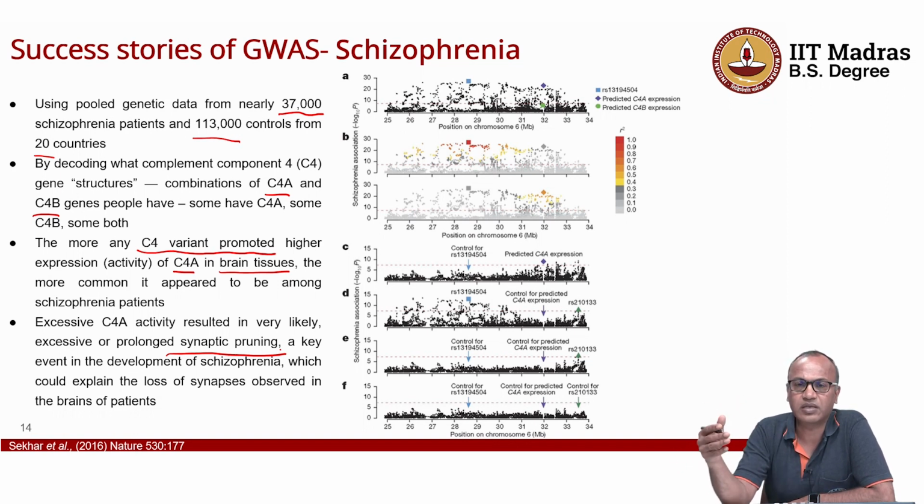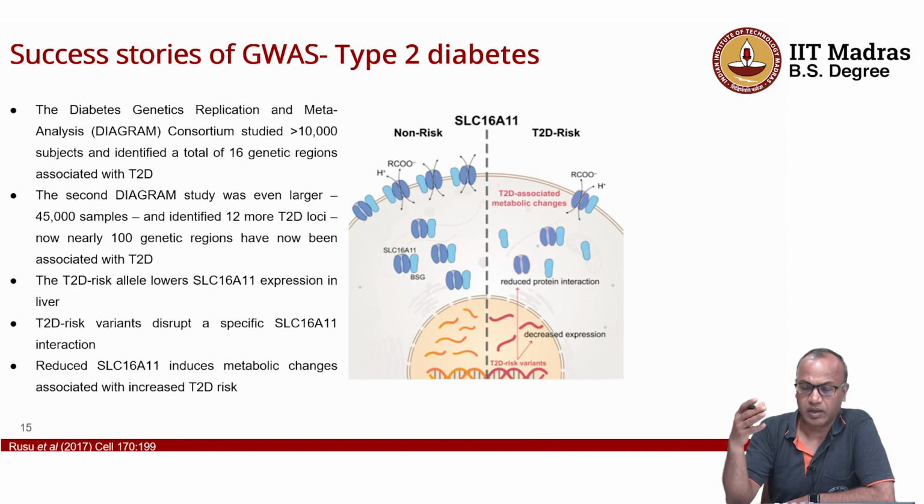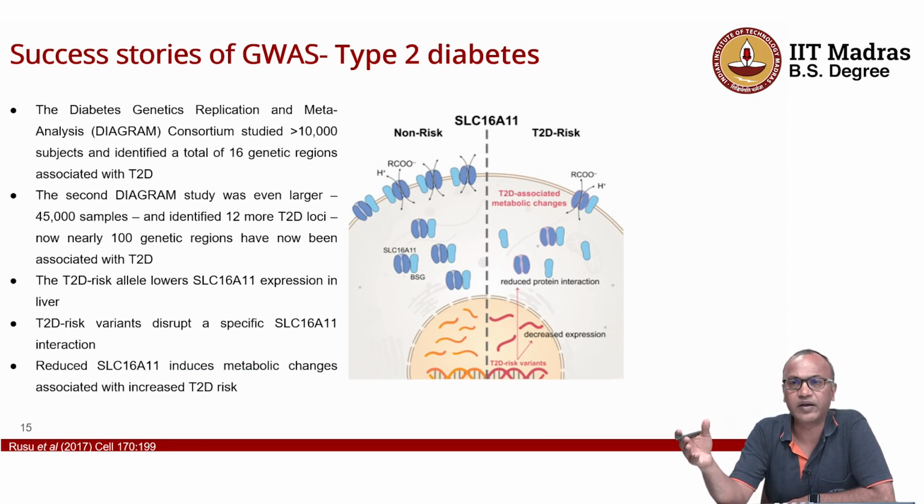So, one can imagine now that if there are drugs that can regulate or reduce the expression of C4A gene, there might be a possibility to reduce the effects of schizophrenia in the patients. So this is a very interesting study to show that there can be direct functionally associated genes identified through these genome-wide association studies. Another one, which is a very relevant disease in India as well, is type 2 diabetes.